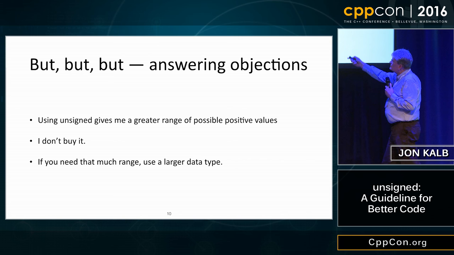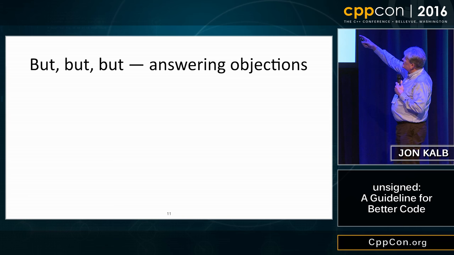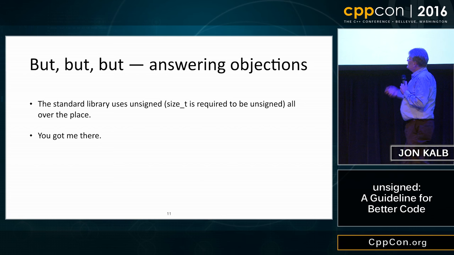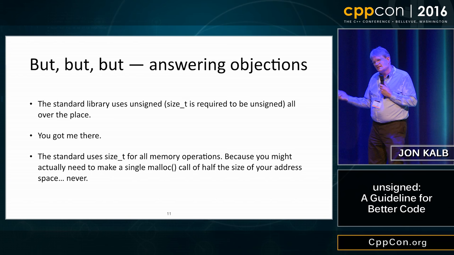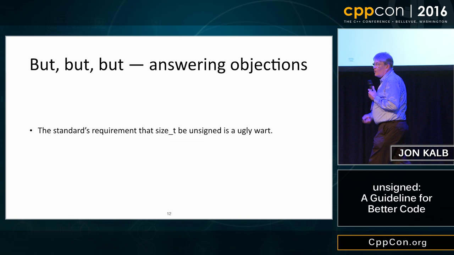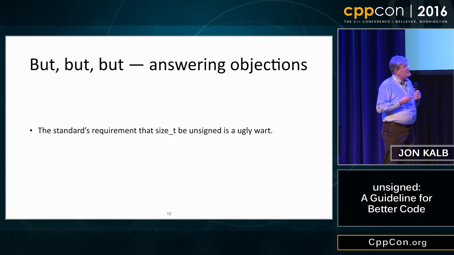What about this? The standard library used unsigned types. size_t is required to be unsigned all over the place. And that's true. You got me. It does. Because they had to have a way that, when you call malloc, you might want to malloc half the size of your address space in a single call, because that's the kind of thing we do all the time. So the standard requires that size_t be unsigned. That's an ugly wart. We may fix it in, you know, std2, but that's not the point. The point is that if you can't program in a language with ugly warts, maybe C++ isn't the language you should be programming in.